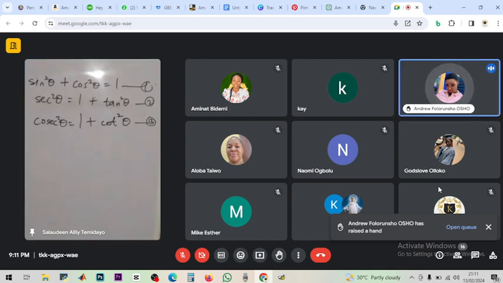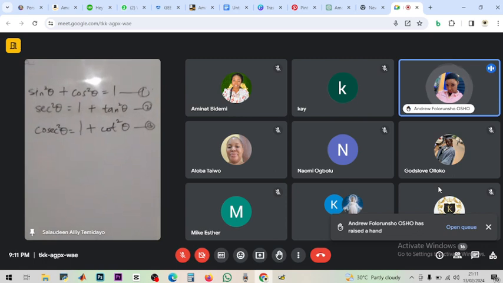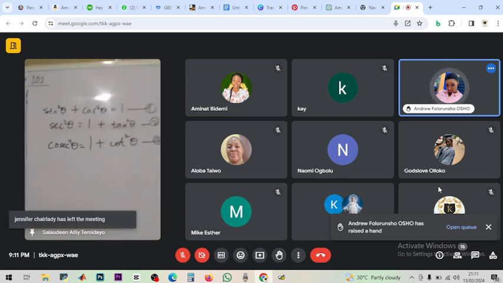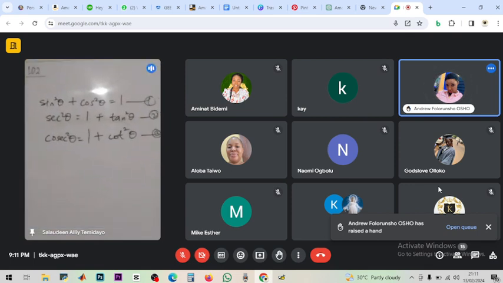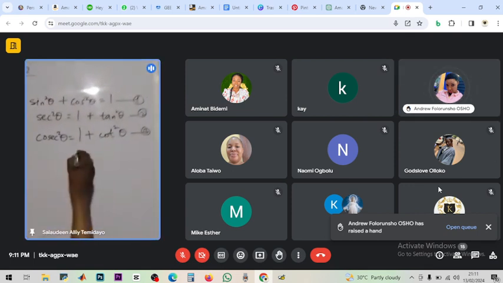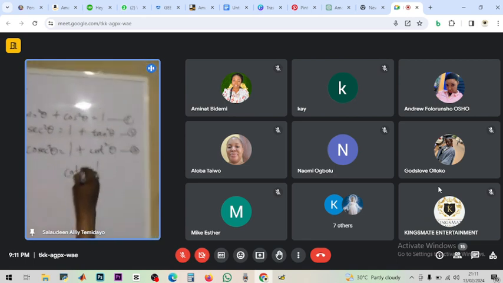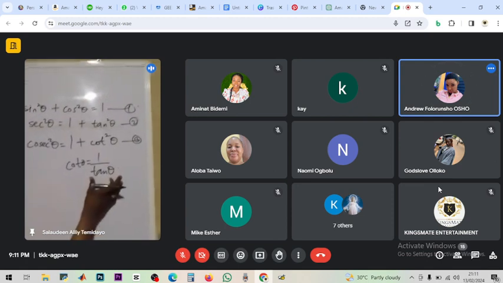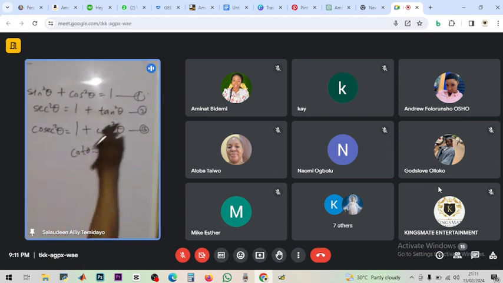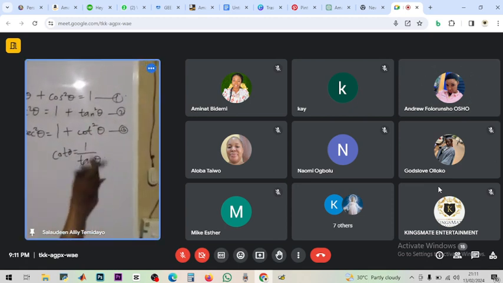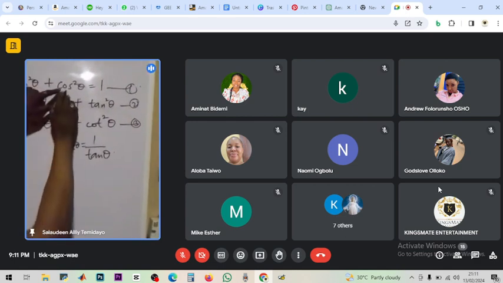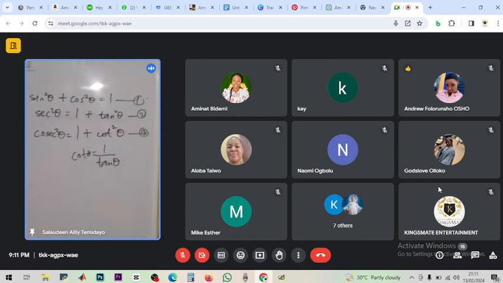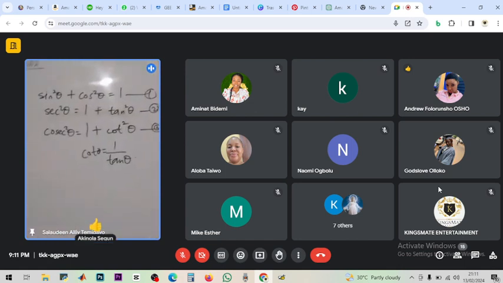Good evening. The cosec square theta, is it 1 plus cot square theta or 1 plus cos square theta? Cot. It is cot. So that cot is exactly 1 over tan theta. So cosec square theta is 1 plus cot square theta. Cos square theta plus sine square theta will give us 1. You get it, my bro?